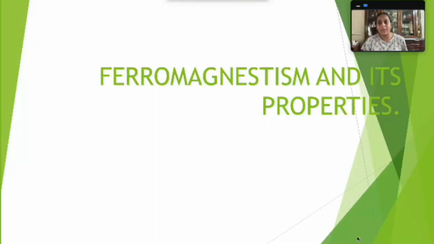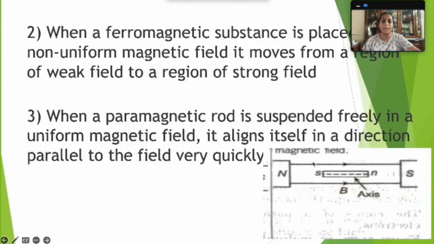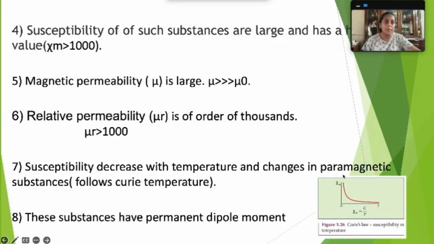My name is Ridhima Varnikar and I'm going to be explaining the properties of ferromagnetic substances. The fifth property of ferromagnetic substances states that the magnetic permeability, that is mu, is very large for ferromagnetic substances. This is mainly because they have a high positive susceptibility to the external magnetic field.